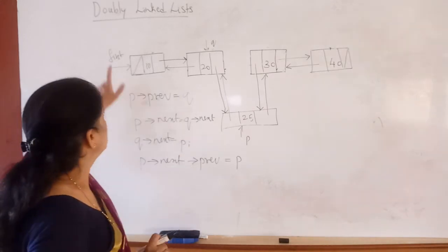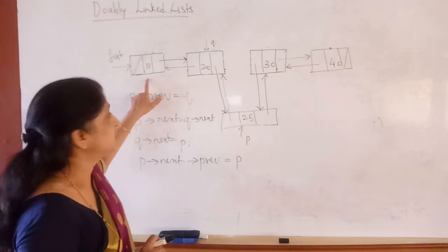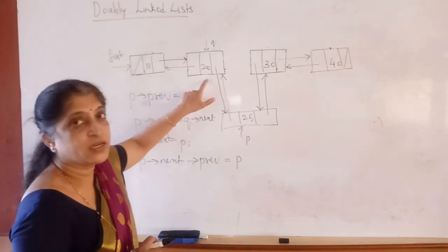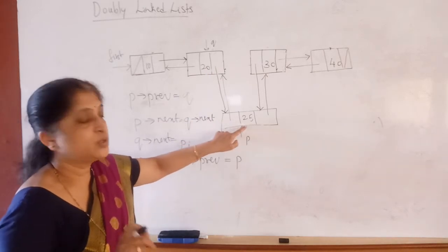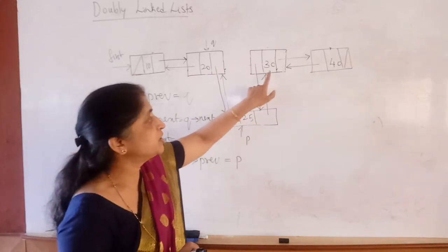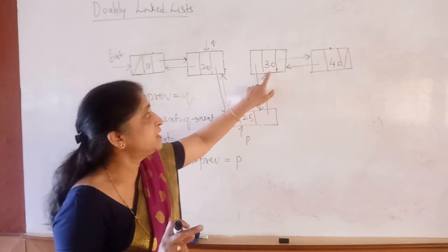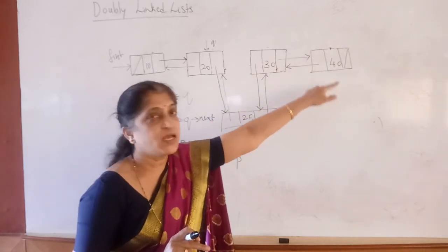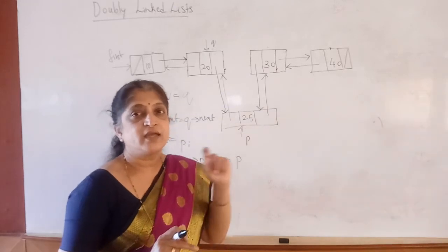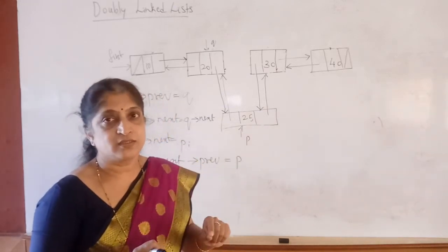Now you can see first is pointing to the node with the data 10. It is pointing to the node with the data 20. This is pointing to the node with the data 25. Then 25 is pointing to the node with the data 30, and that is pointing to the node with the data 40. And 40 has null in its link field. That is the end of the doubly linked list.